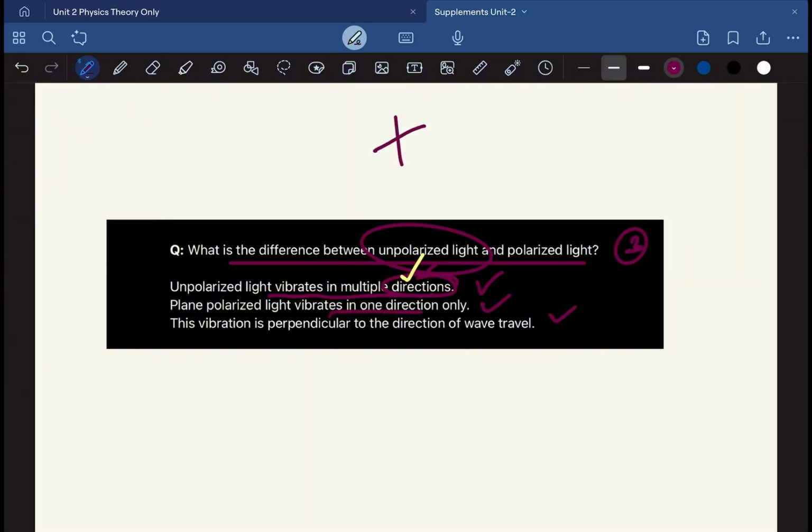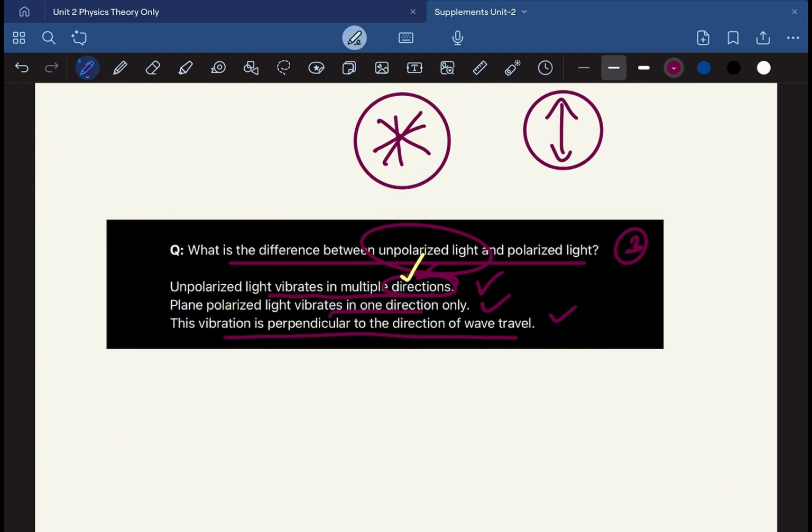Let's say in unpolarized light the vibration was like this, it used to travel in all directions, but in plane polarized light it will be vibrating only in one direction, and this vibration will be perpendicular to the direction of wave travel. Let's say the wave is traveling horizontally, so the vibration will be vertical, which will be perpendicular to the direction of the wave travel. And memorizing these 3 points is extremely important for your exam day.